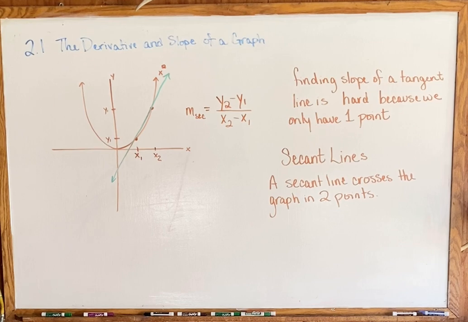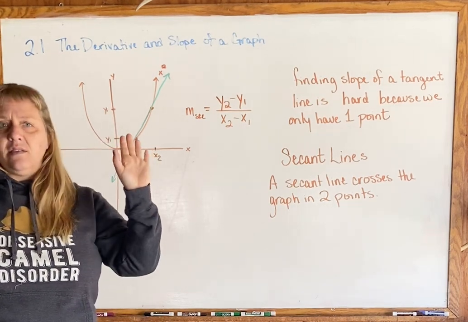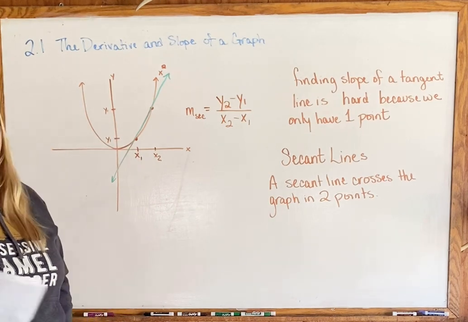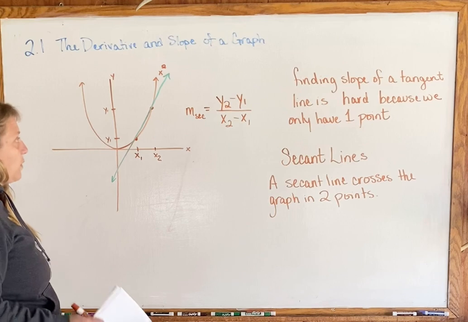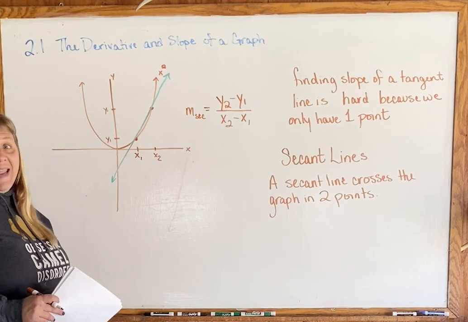Now, that works well. We've found points and slopes of secant lines before. Not a big deal. We've definitely done this before, but that's not what we want. This is not the graph we want. We want a tangent line.